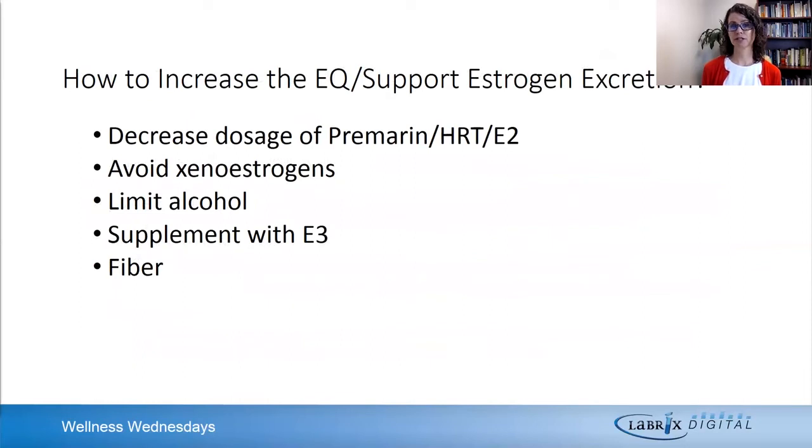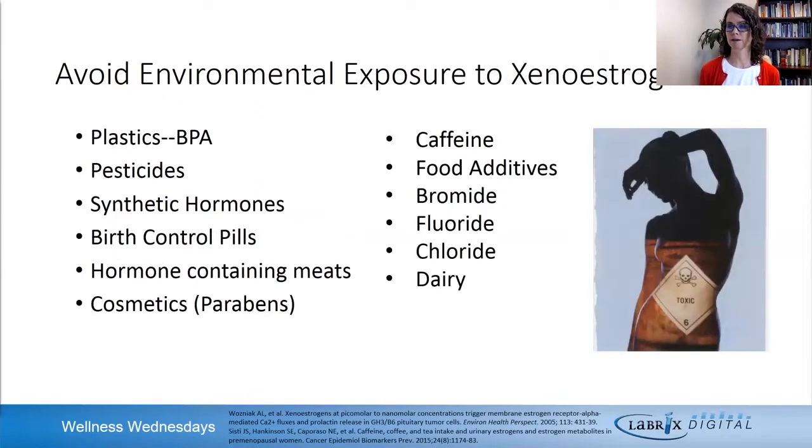So how do you increase the estrogen quotient to support estrogen excretion? There's a couple different ways to do that. The first would be to decrease the dosage of estradiol that the woman is receiving, whether it's HRT, Premarin, or even bioidentical estradiol, avoiding xenoestrogens, limiting alcohol, supplementing with E3, and fiber. We're going to talk about all those a little bit more at length here.